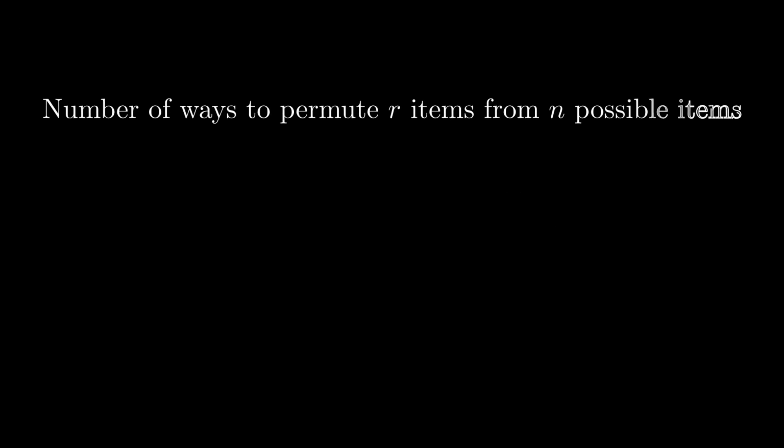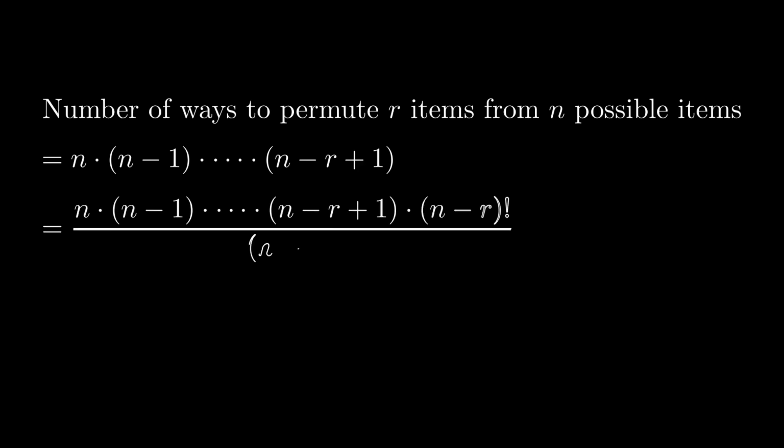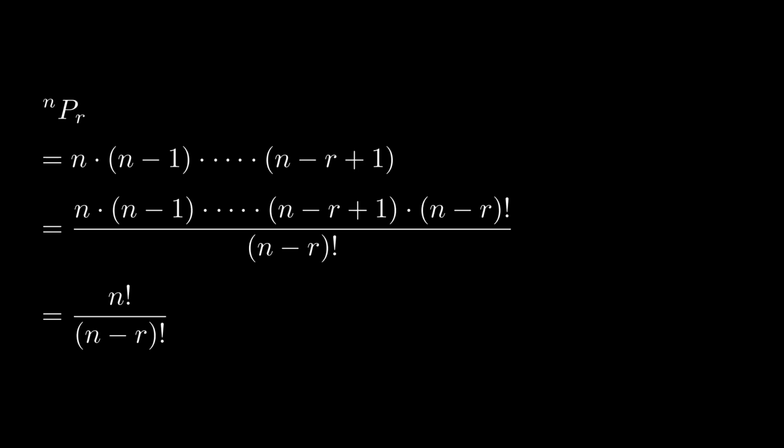To permute r items from n possible items, you have n ways to choose the first item, n minus 1 ways to choose the second item, and so on until n minus r plus 1. Therefore, following the same logic as before, the total number of ways is n factorial divided by n minus r factorial. This is usually called nPr or n permute r.